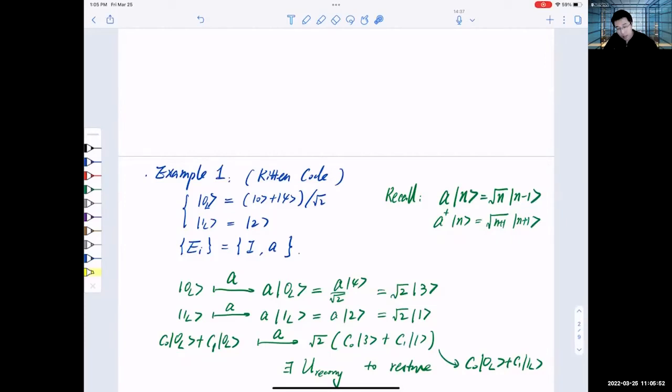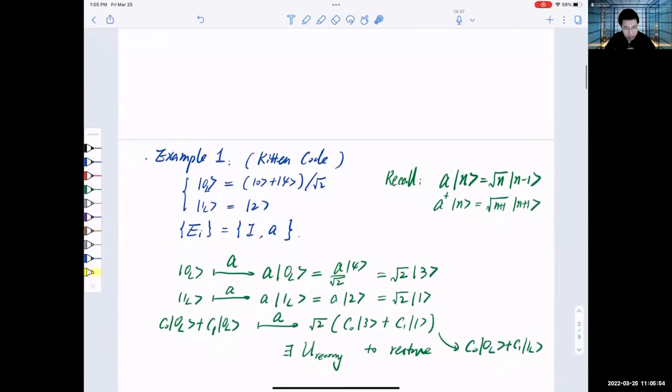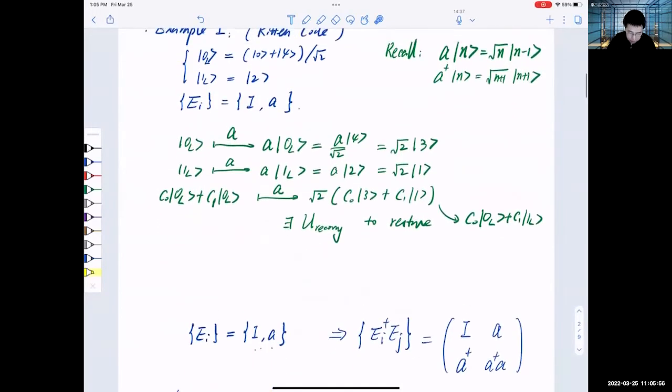Now let's check, using our error correction criteria, how this works. The error operators consist of the identity and the annihilation operator. So there are 2 possible error operators. The E_I dagger E_J you can write as a 2x2 matrix. If E_I and E_J are both identity, it's identity. If E_I is identity and E_J is A, it's the annihilation operator, or you can get A dagger, or A dagger A. Those are the 4 possible combinations for different E_I, E_J.